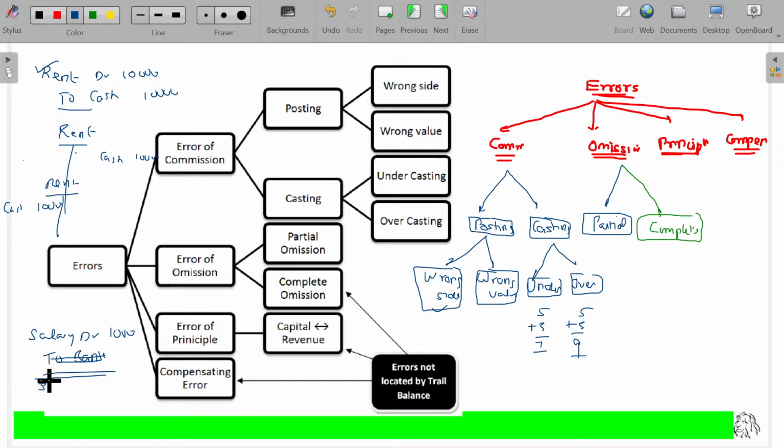If I have forgotten to post completely in both the debit and credit side, then it will come under complete omission. The next one is all about error of principle. Principle is nothing but rule error. What's that rule? Capital item may sometimes be treated as a revenue item, or a revenue item may be considered as a capital item. This is called error of principle or rule.